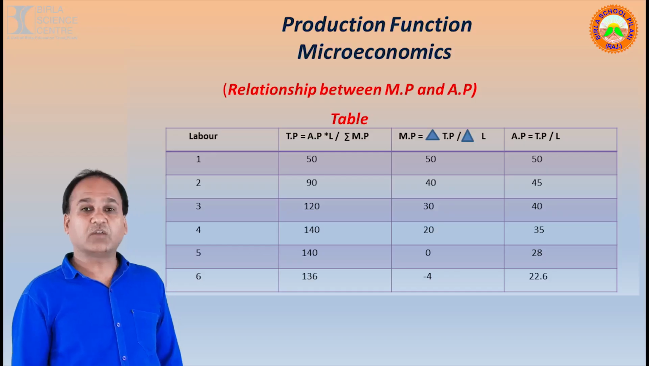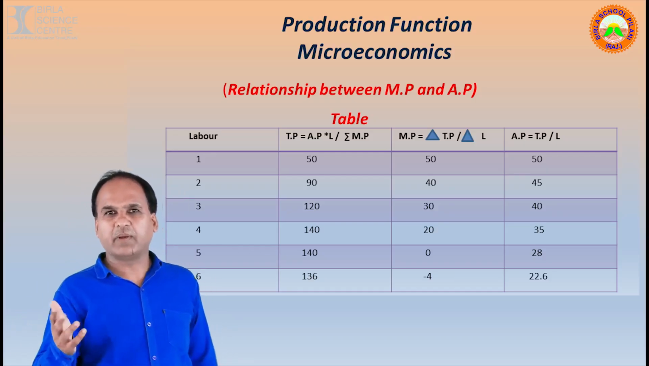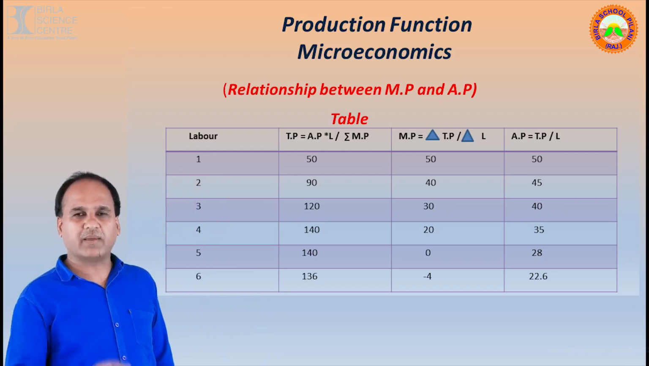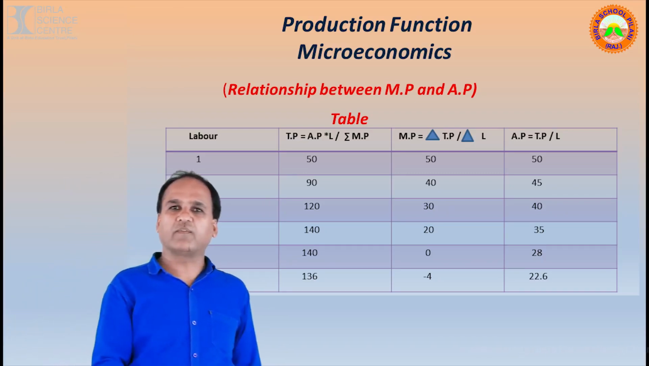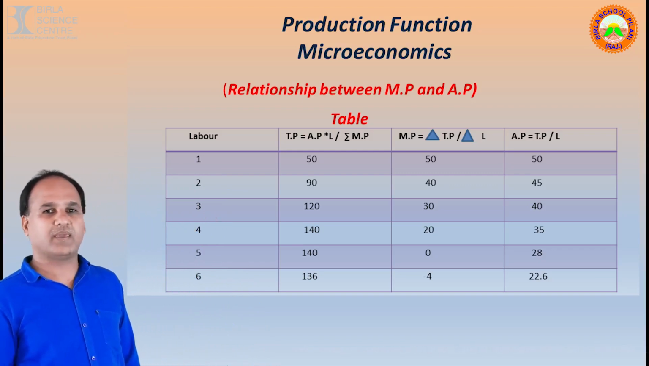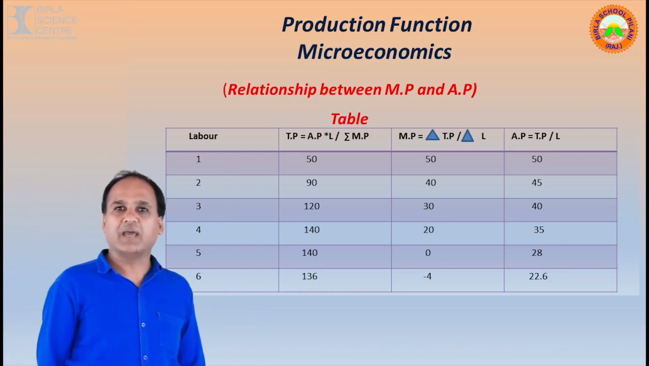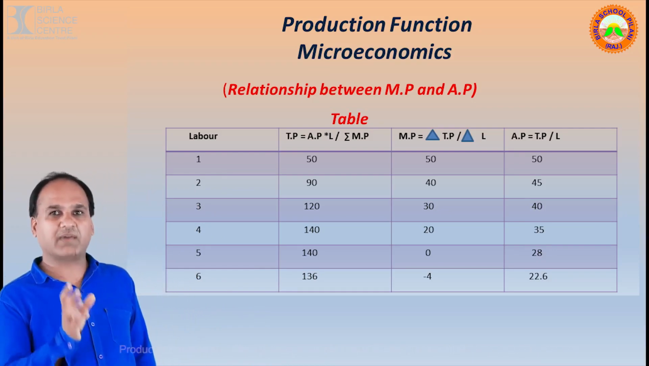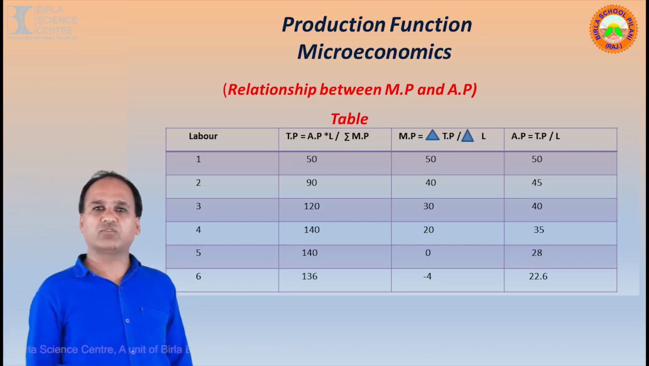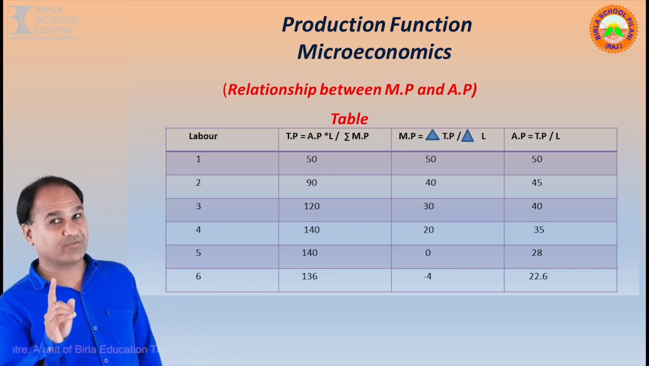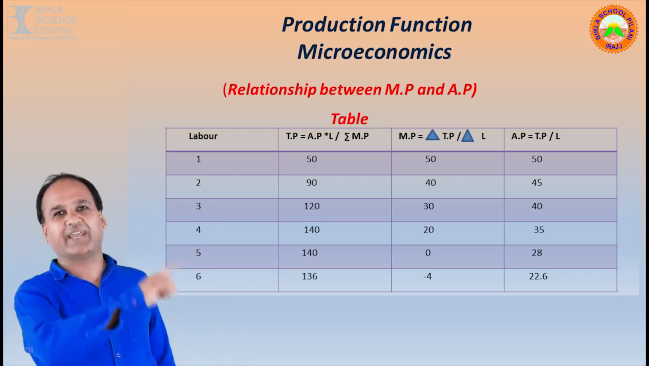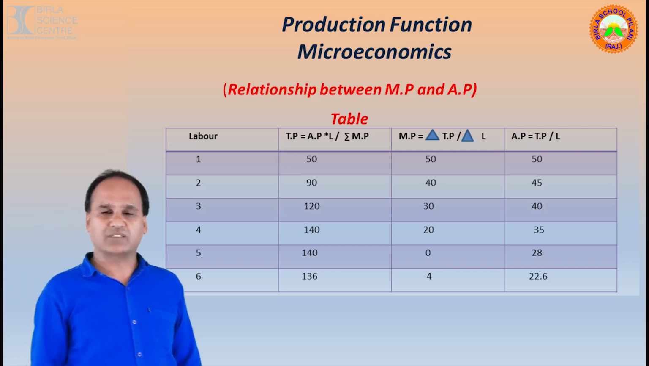Now students, before explaining the relationship between MP and AP, just highlight the table once again. In the table, you can see in the first column, labor is given: 1, 2, 3, 4, 5, 6. Next, in the second column, TP is given. Just highlight the formula: AP into L, summation of MP. Again, look at the values, the same values which I have written on the blackboard: 50, 90, 120, 120, 140, 136.